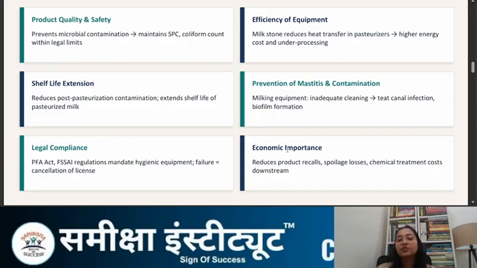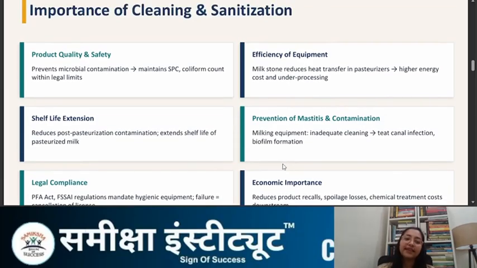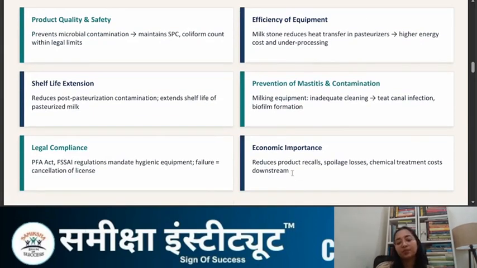Then lastly, we need to improve the economic performance. For economic value also, we need to clean and use clean products. It reduces product recalls, spoilage losses, and downstream chemical treatment costs. So all these are economic losses, and how do we prevent them? Through cleaning and sterilization, through using sanitary equipments.